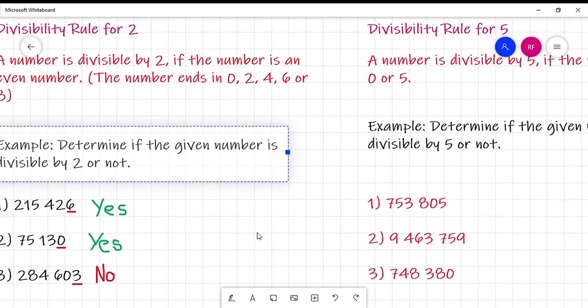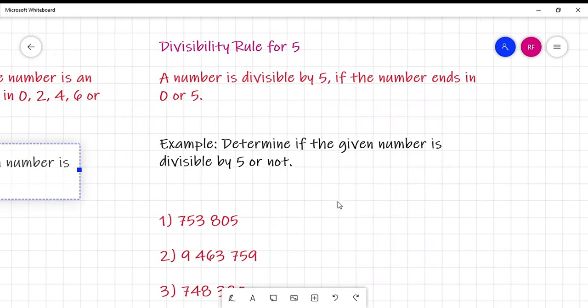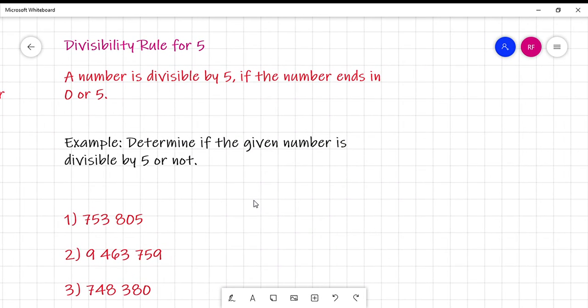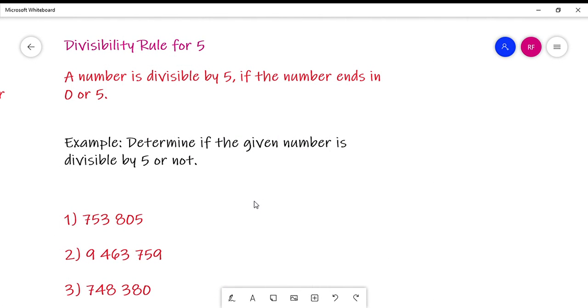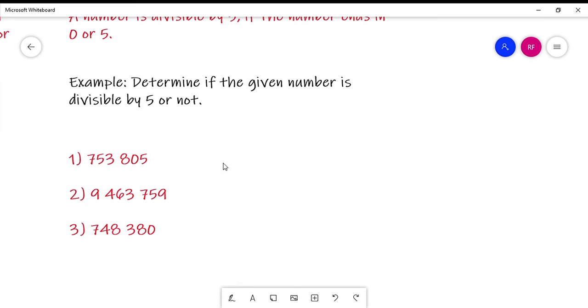Let's proceed to the divisibility rule for 5. This is getting harder. So for the divisibility rule for 5, a number is divisible by 5 if the number ends in 0 or 5, or the ones digit of that number is 0 or 5. So let us have examples here.